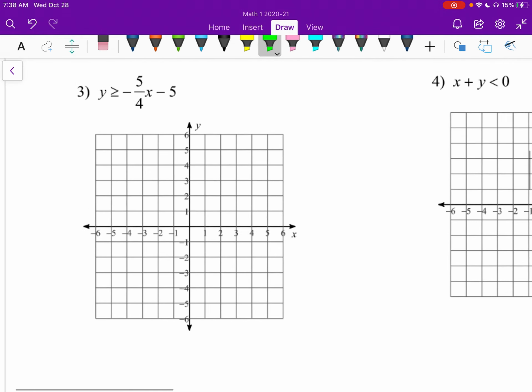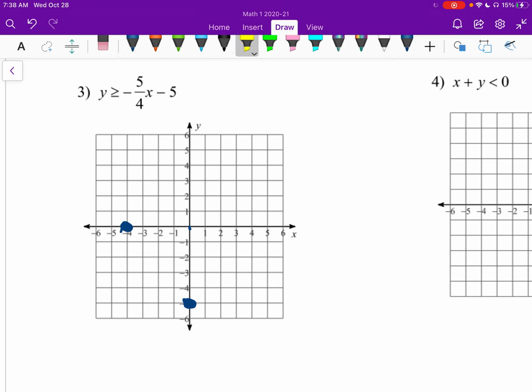Let's look at number 3. We have another line that is in slope-intercept form, so I'm going to start off by putting a dot on the -5 because that's where our y-intercept is. And then I'm going to go up 5 and left 4. So up 5 would put me here. Left 4 would put me here, right? We can see really quickly that that's going to have a negative slope, which is what we want because it does have a negative slope.